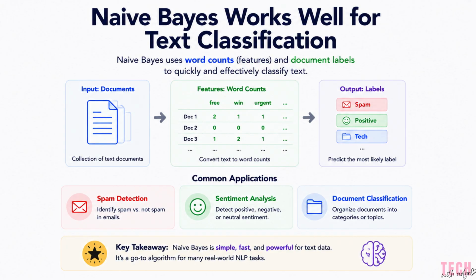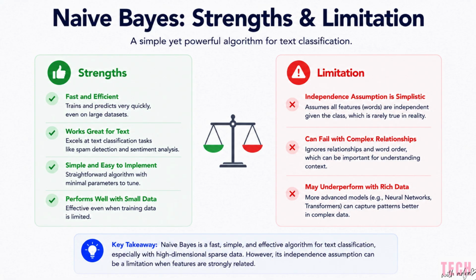Naive Bayes works especially well for text because text can be represented with word counts or word presence. That makes it useful for spam detection, sentiment analysis, and document classification. Naive Bayes is fast, simple, and strong for many text problems, but it can struggle when features depend heavily on each other or when relationships are more complex.